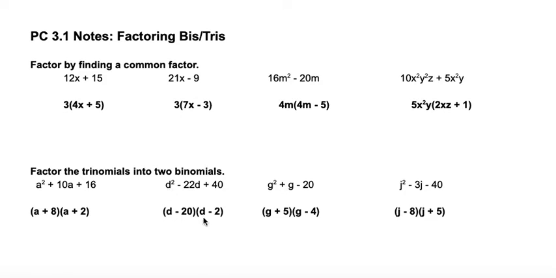So we put our d's down there. We take our two factors, our 20 and our 2. They're added together. Well, this is a minus sign, so they're both minus signs. Now, it changes when you have a minus sign here.